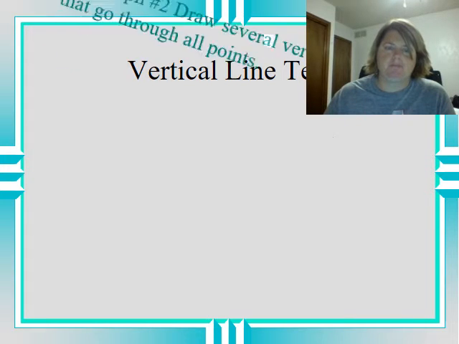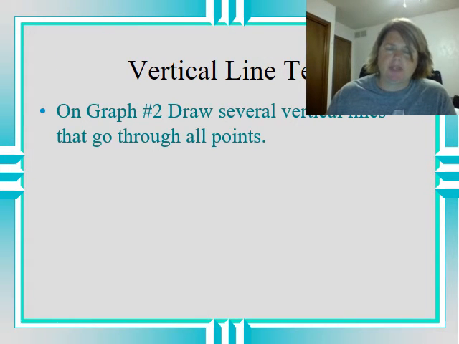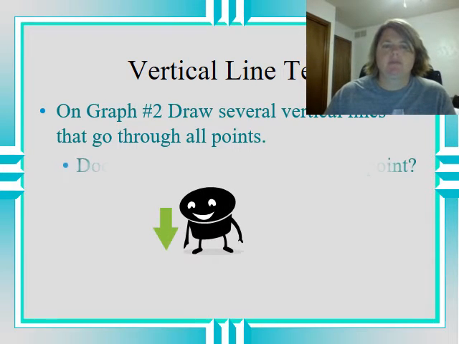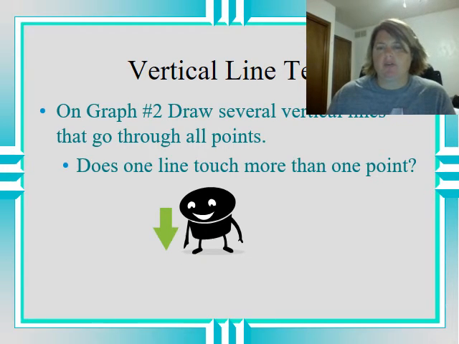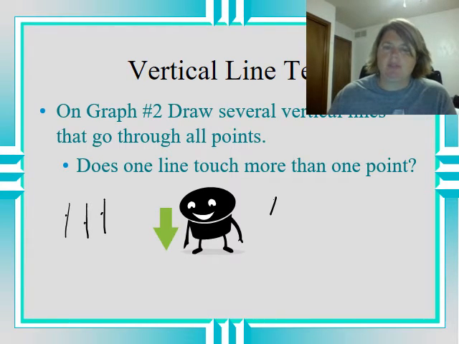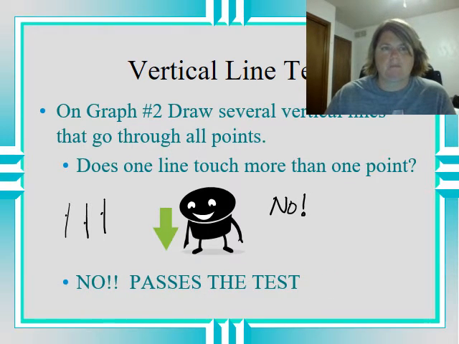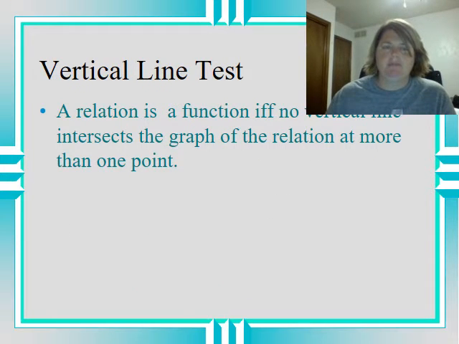All right, so on graph 2, the second graph that we did, draw several vertical lines that go through the points. Does one line touch more than one point? On that one, we had 3 different points in 3 different places. So if I draw vertical lines through them, does it touch more than one point? The answer is no. Therefore, it passes the test. Therefore, it is a function. A relation is a function if and only if no vertical line intersects the graph of the relation at more than one point. So write this down.